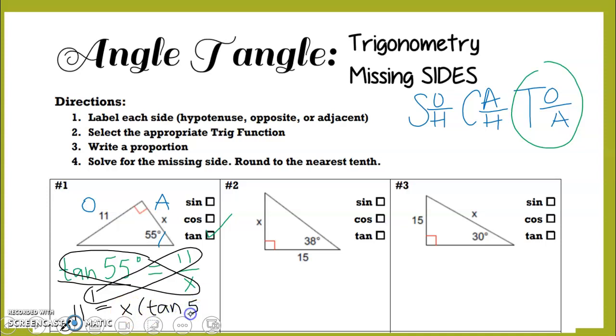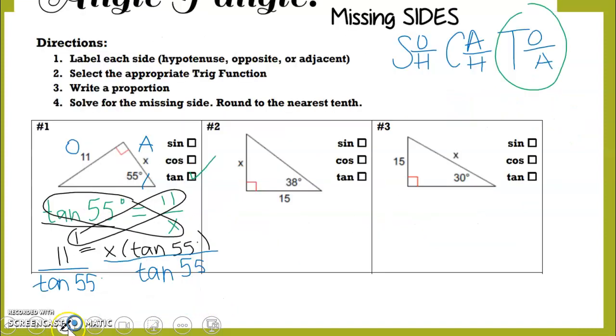This is how I want you guys to write it. Put that x in front. This way, we can recognize that we have to get rid of tangent of 55 by dividing both sides by tangent of 55. So after we divide both sides by tangent of 55, this will cancel out, and you have x equals this 11 over tangent of 55.